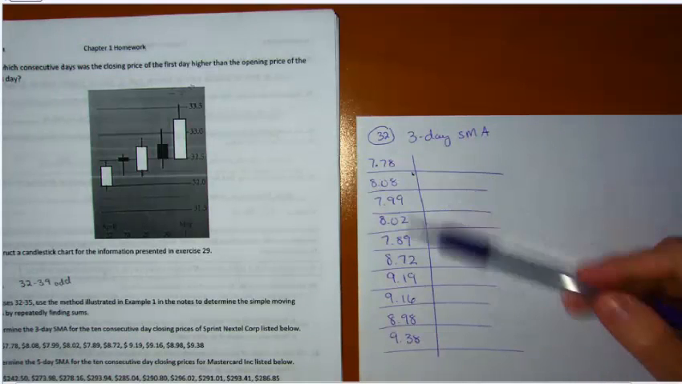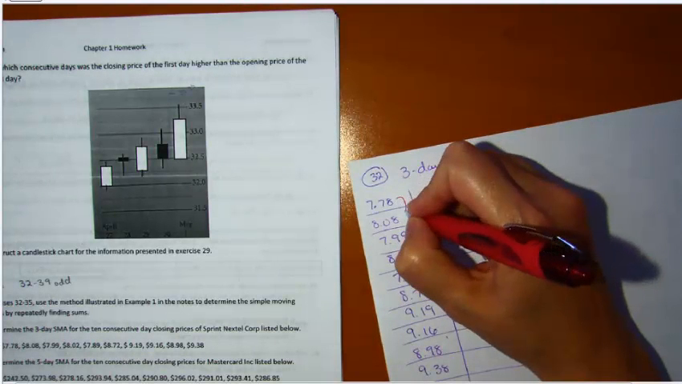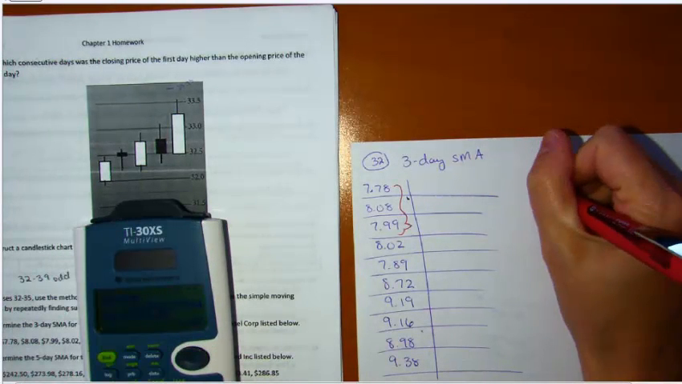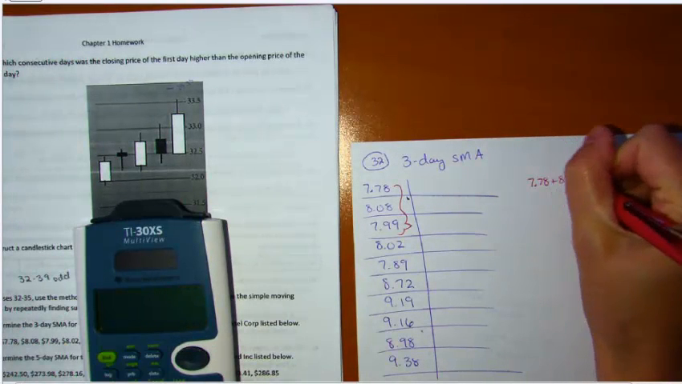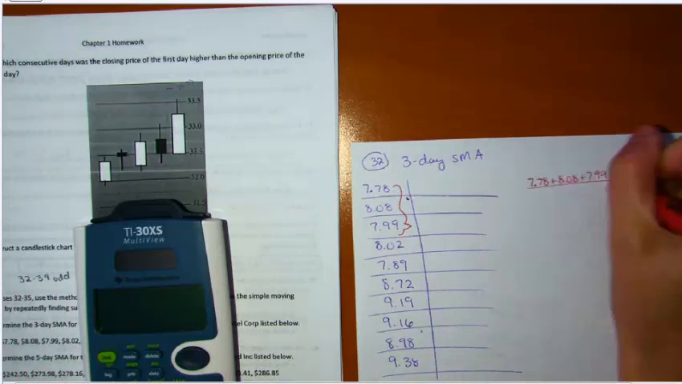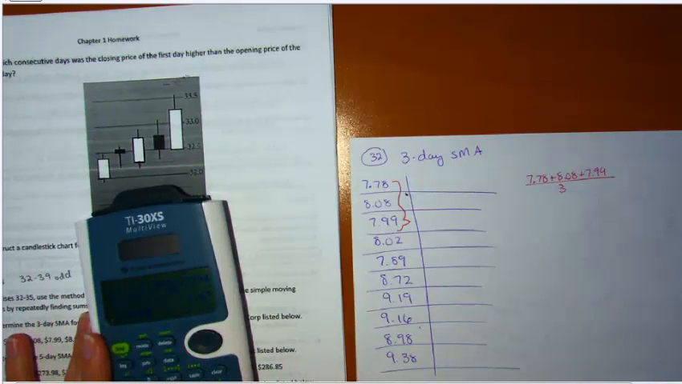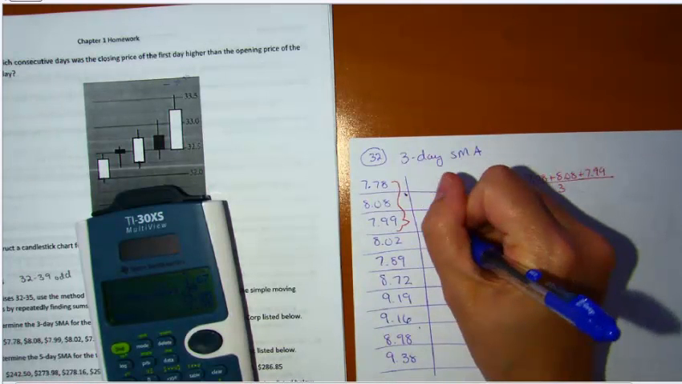We're trying to find the 3-day SMAs for these. So we take the first 3 days to find the average, and it'll go here. So I do 778 plus 808 plus 799 divided by 3. That goes right there.